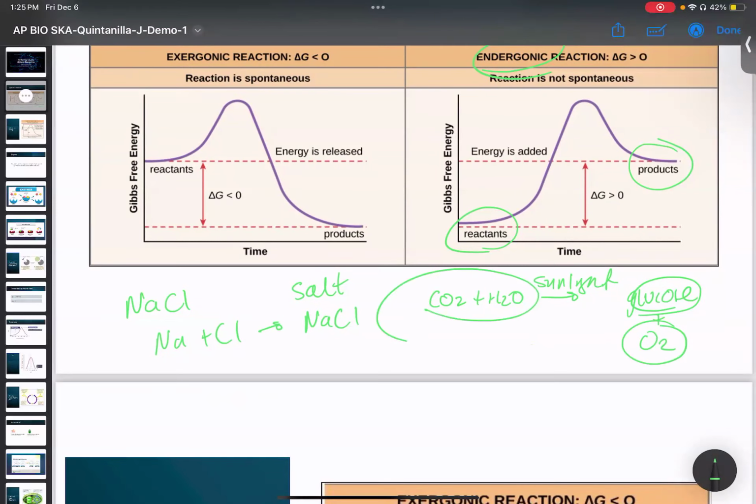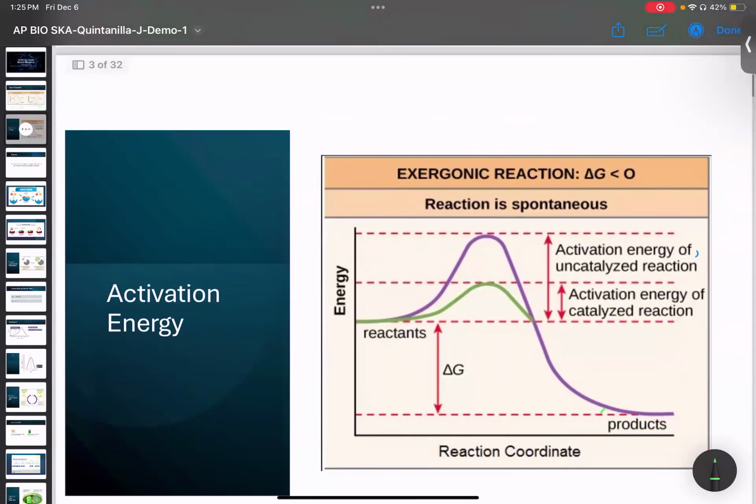Now, how do chemical reactions take place? Chemical reactions move forward as a result of activation energy, which is the energy necessary to push the reaction forward. All chemical reactions, regardless of whether they're endergonic or exergonic, require some form of activation energy.